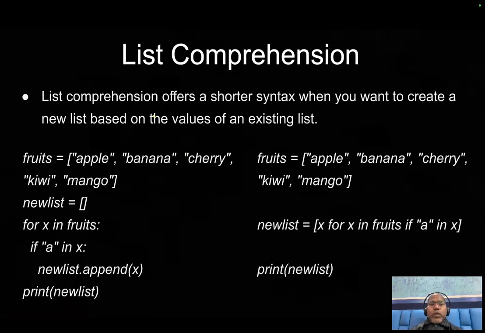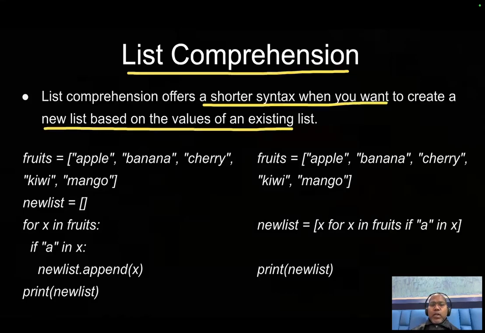Good. So this is the concept of list comprehension. List comprehension is a shorter syntax. You want to create a list based on an existing list. One way is this, and this is another way.